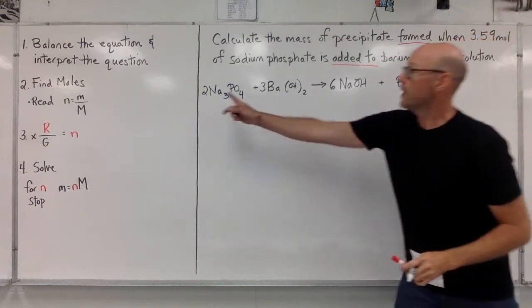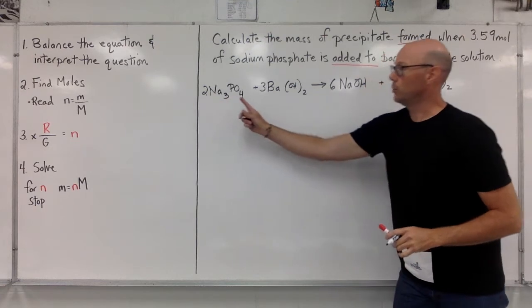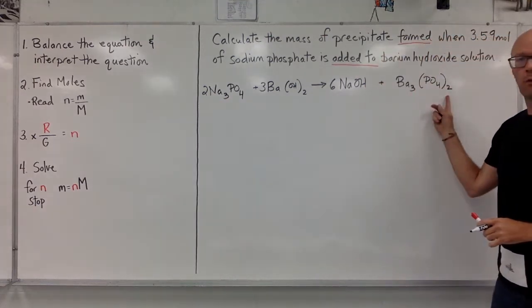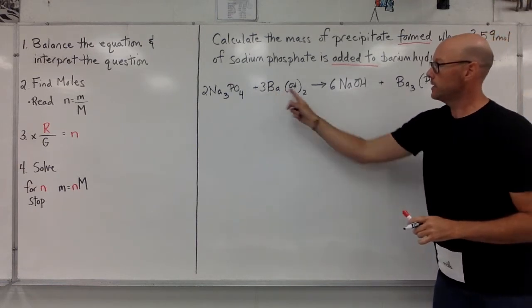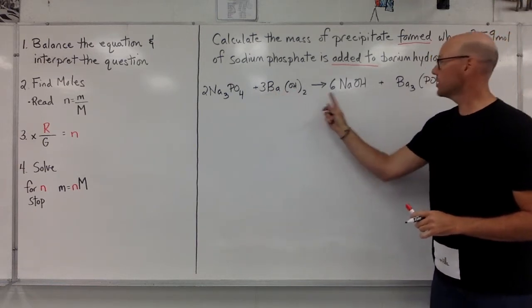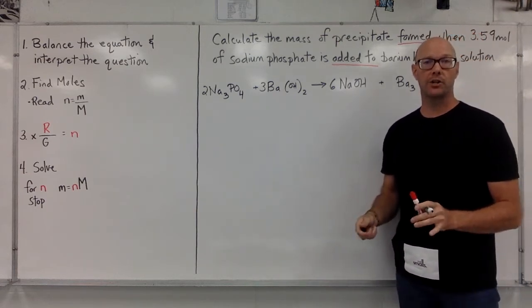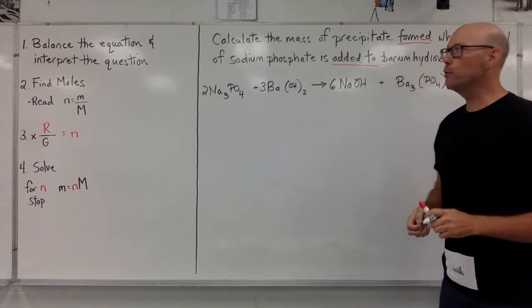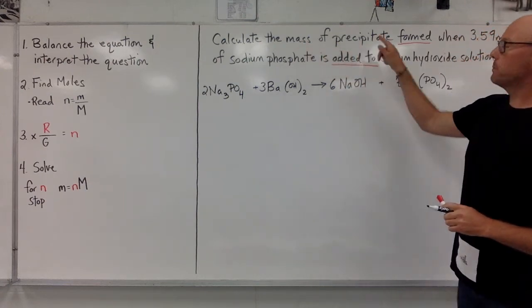That's 6 sodiums, 2 phosphates, PO4 2, 3 bariums, Ba3. 3 times 2 is 6 hydroxides. Here's our 6 hydroxides, a balanced chemical reaction. As we move forward, we need to calculate the mass of the precipitate.